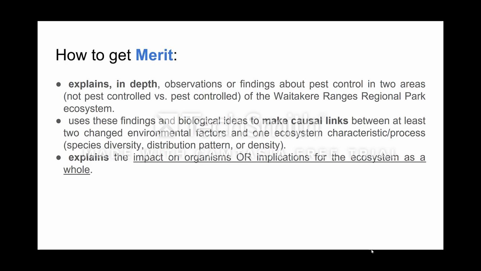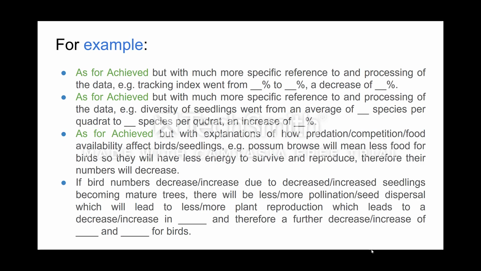Why is a lack of tui, because they're being predated by various invasive species, bad bigger picture for more than just the tui? That implication for the wider ecosystem shows your understanding of the effect of pest control more deeply, and that's at the core of getting a merit. So what does that look like? It's very similar to getting an achieved at a basic level, but you then, and I'd refer you to two things in the example that you've got in front of you.